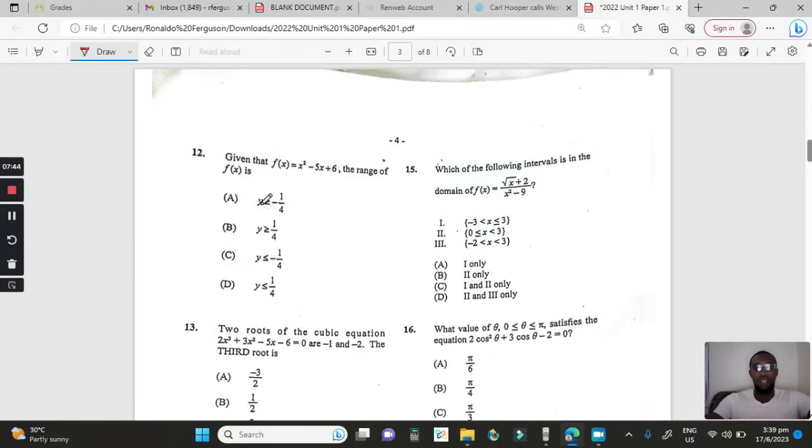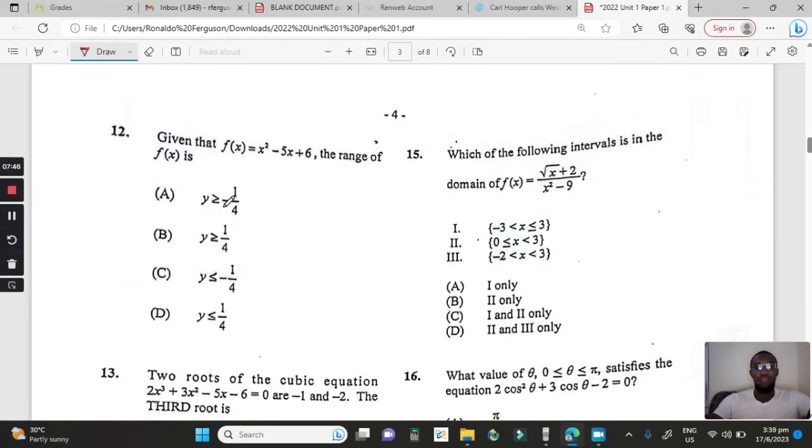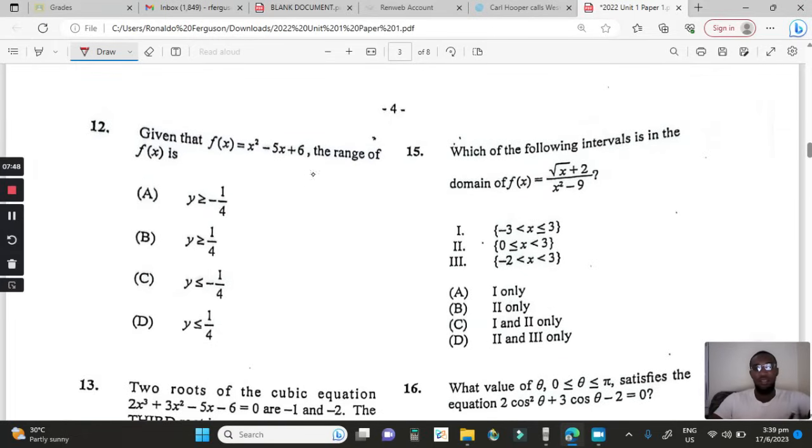Alright, this question here, it wants the range of f of x. This is a quadratic graph. So remember, this is how the quadratic graph looks. Something like this. And they want the range of values for y. The range of values of y is always the y value at the turning point.